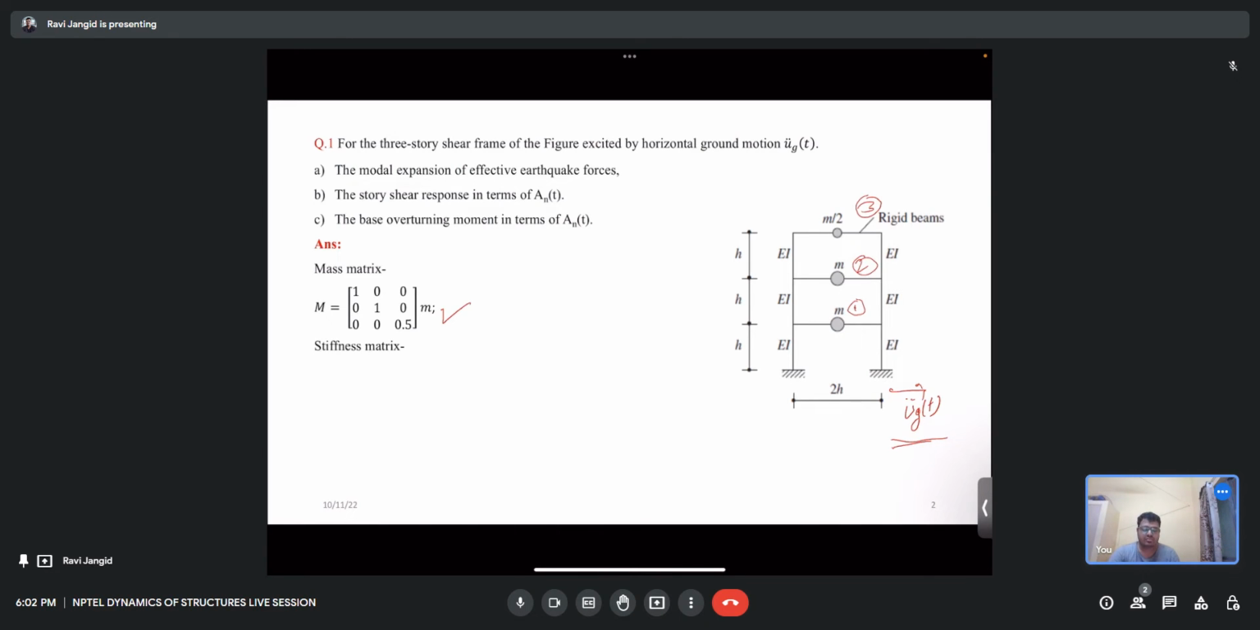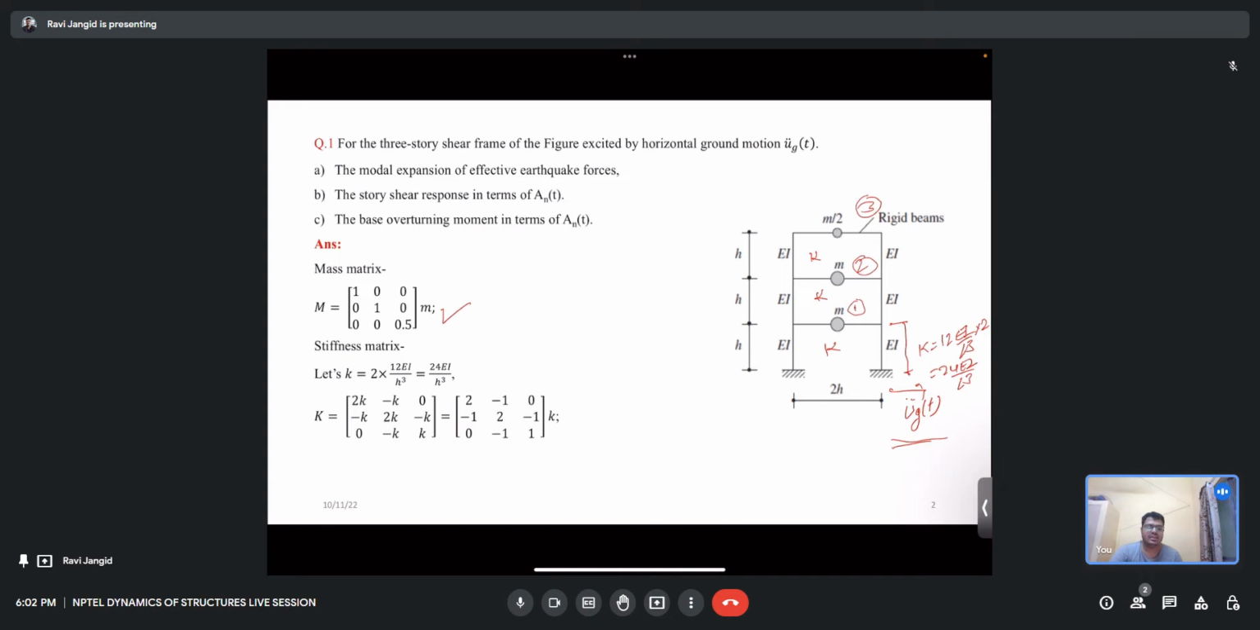Now come to the stiffness matrix. For one column, k is equal to 12EI by L cube. For each story there are two columns, so that is times 2, which comes out to be 24EI by L cube. So we write k as 24EI by h cube, and each story has the same flexural rigidity, so the story stiffness is k and k.